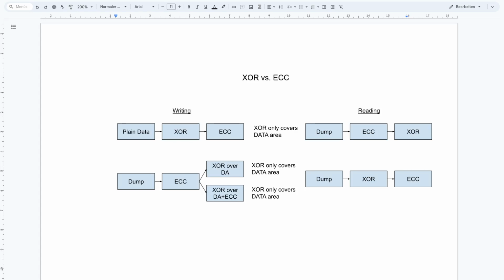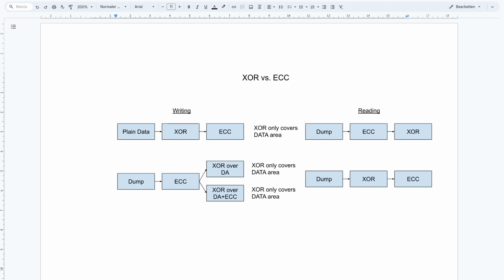Hello, I would like to explain some ideas I had lately about how to name the various concepts about how XOR and ECC are working together. At first I had the idea that there are two concepts: either we do XOR first and afterwards we do ECC, or we do ECC first and afterwards we do XOR. That was the first idea.